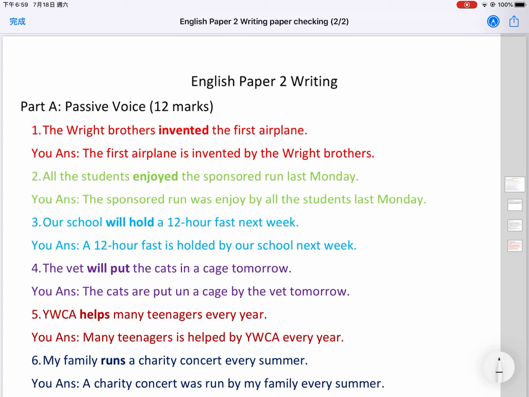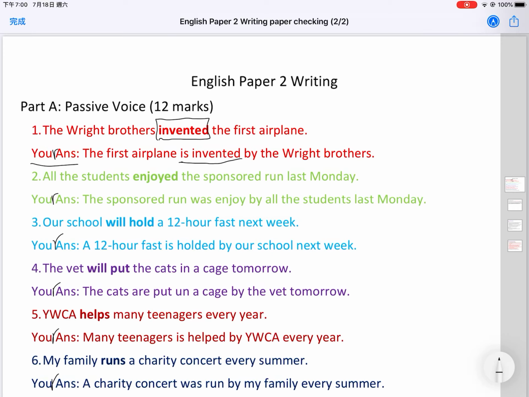The Wright brothers invented the first aeroplane. The verb invented was highlighted to give you a hint. Now you have to ask yourself, what tense does the verb invented tell you? Is it present tense or past tense? Now, some of your answers, sorry, I missed out the R, wrote like this: the first aeroplane is invented by the Wright brothers. So what's wrong with that?